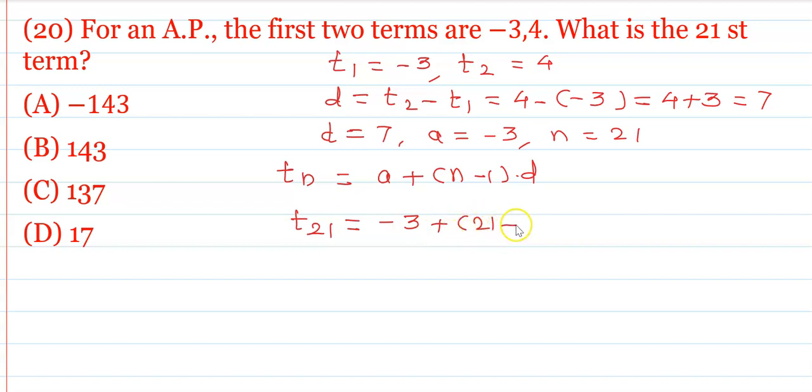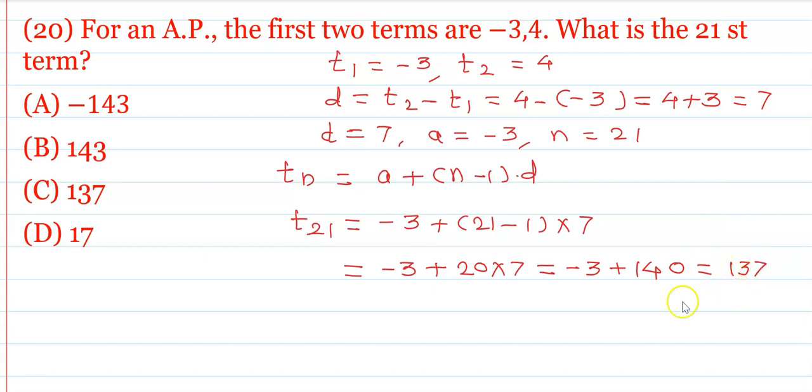The value of A is minus 3. N means what? 21 minus 1 into D. D is 7. Therefore, here you will get minus 3 plus 21 minus 1, you will get 20 into 7. And that is minus 3 plus 140. And you will get 137. And therefore, the option C is the correct one. या ठिकाणी option C कसा आहे तर तो correct आहे. Okay. Therefore, the correct answer to the sub question is here.